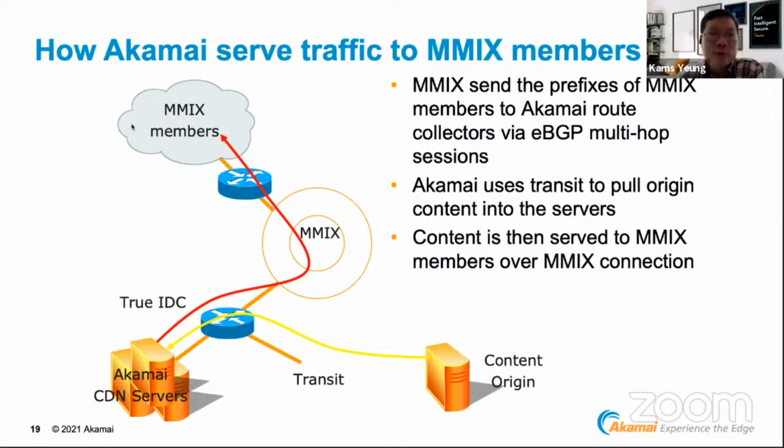So when a user requests traffic from the Akamai cache node, we have to fetch it from the content origin, and then we send it through the export back to the MMIX members.